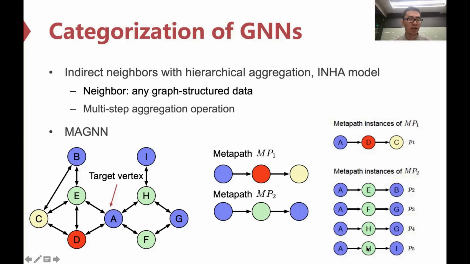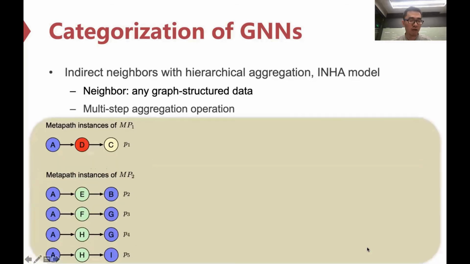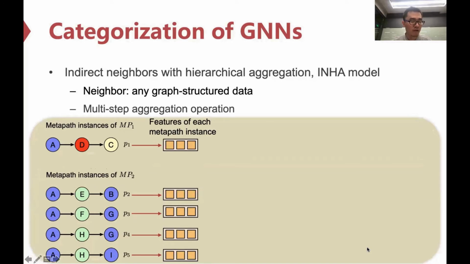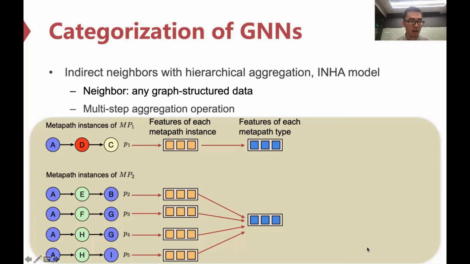The aggregation operation of MAGNN is performed in a hierarchical way. When computing the neighborhood features of vertex A, MAGNN first computes the features of each instance by combining the features of vertices belonging to the instance. It then combines these features of the same metapath type to compute the features of MP1 and MP2. And finally, it aggregates the features of MP1 and MP2 to get the neighborhood features of vertex A.